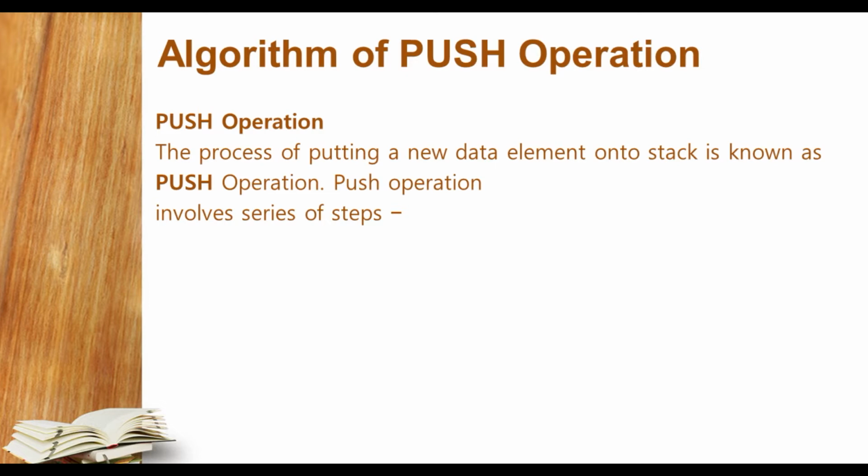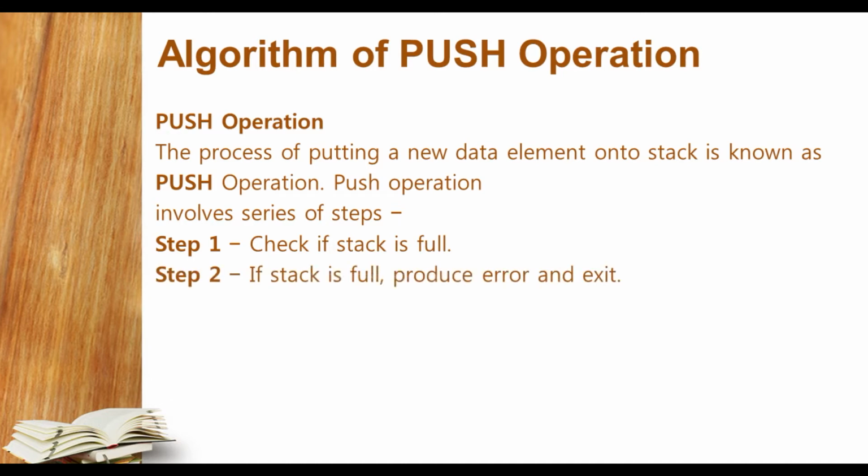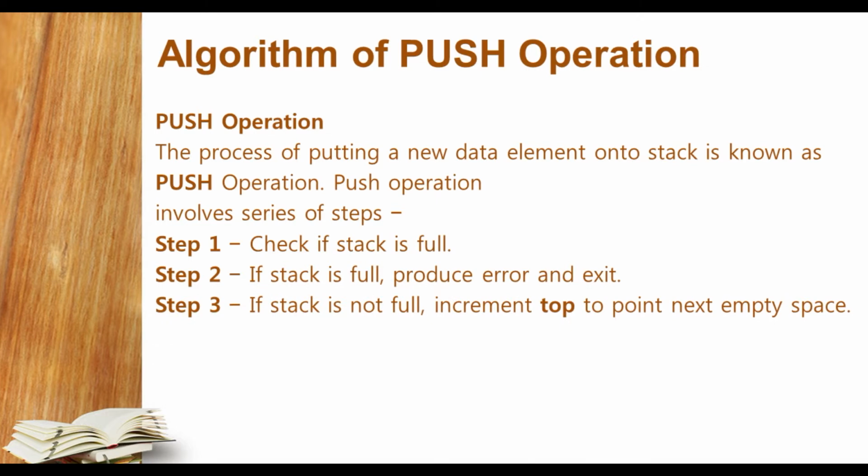So let's begin with the first step. The first step says to check if the stack is full. While we are pushing an element, the first step should be to check whether the stack is full or not. The second step says if the stack is full, produce an error and exit. It means you can just print the message overflow and exit. Third step, if the stack is not full, increment the top to point to the next element space.